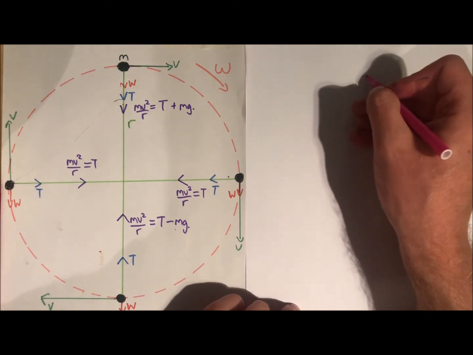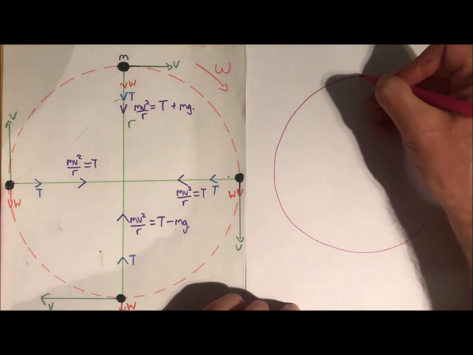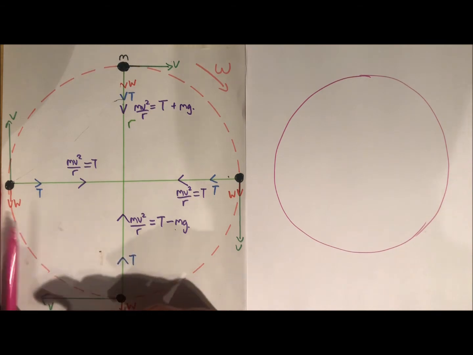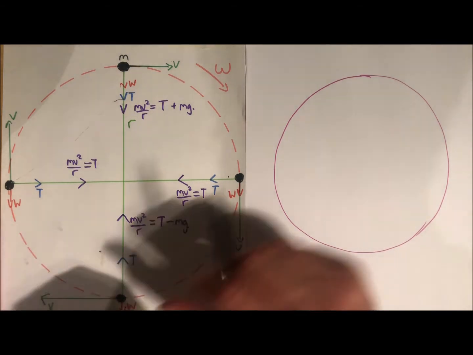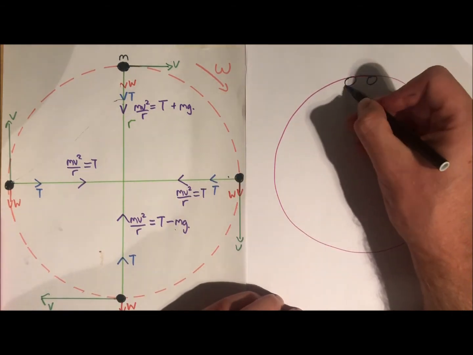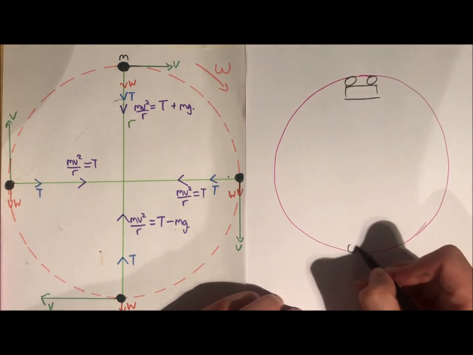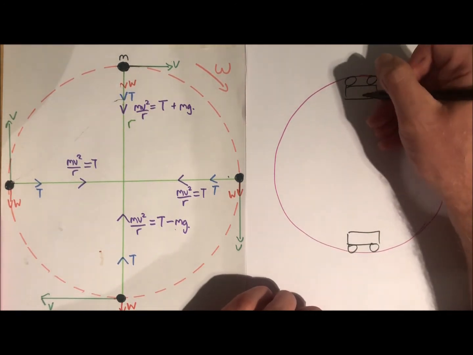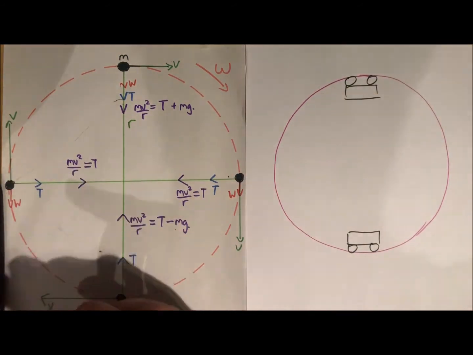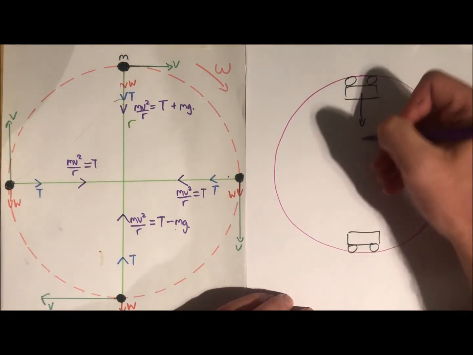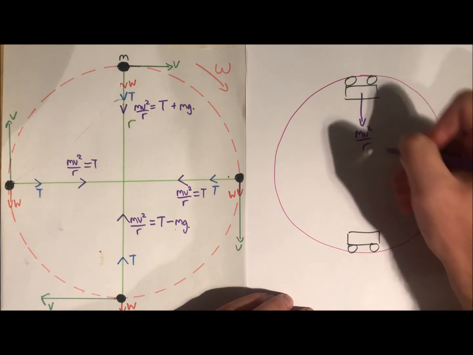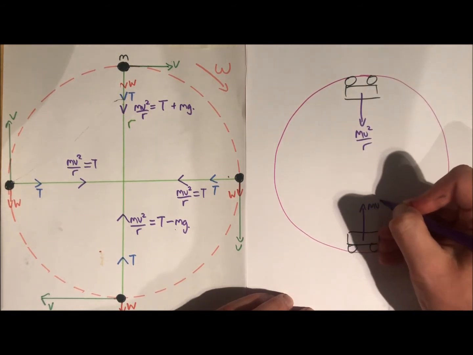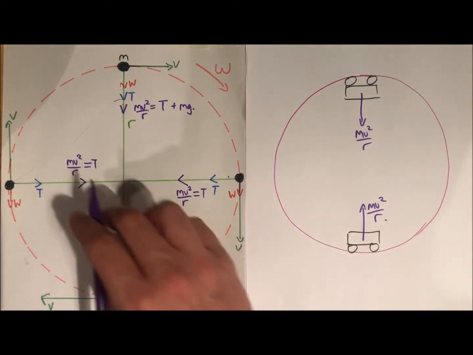So instead of a mass on a string, we've got a circular vertical track with an object on it, a roller coaster car, for example. At the top it's upside down, at the bottom it's the right way up, and we've got mv squared over r acting towards the centre at both points.